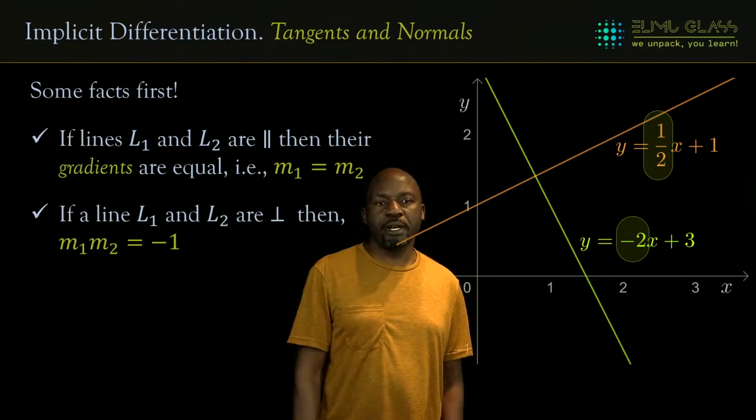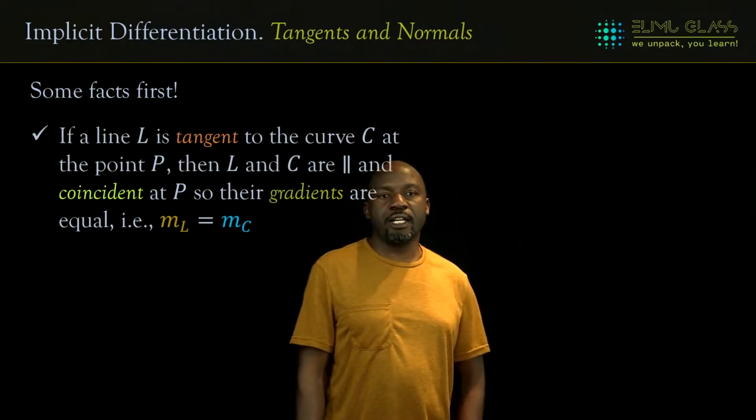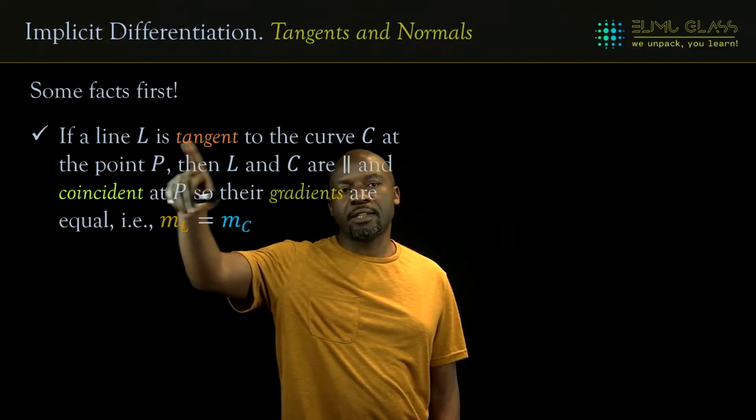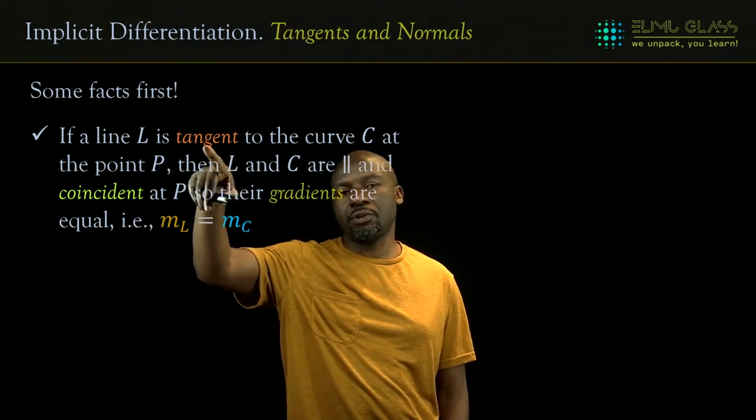The third thing we need to remember is that if a line L is tangent to a curve C. So first of all, what do we mean by it being a tangent to the curve C?